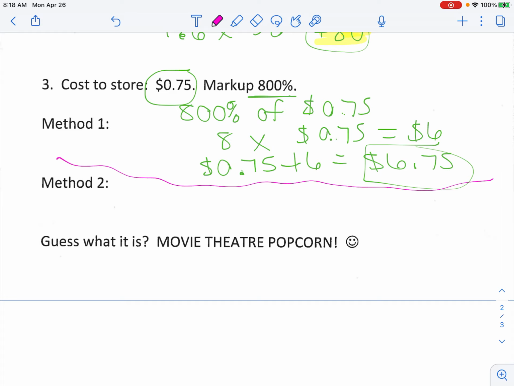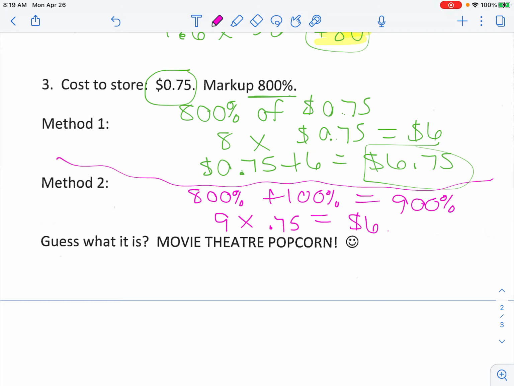Method 2. So you're going to pay 800% of the cost plus 100% of the cost. You're paying 900% of the cost of that item. So you could also do 9 times 75 hundredths, and that is $6.75.